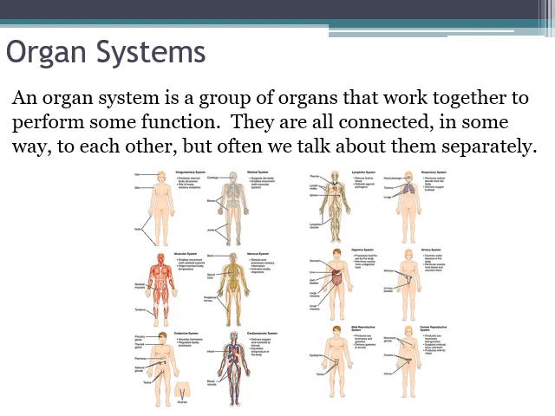This is a group of organs that all work together to perform some sort of function. They are all connected to each other. It's almost irrational to say there's X number of organ systems because all of them are so highly interrelated to each other. This is back to those humans need to classify things.